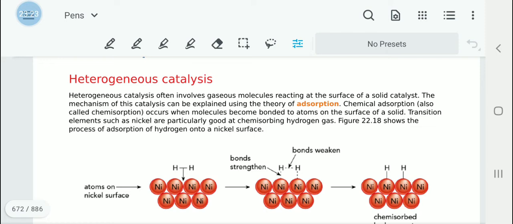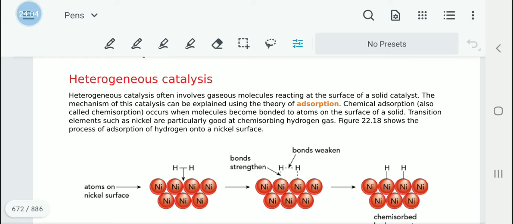We use the theory of adsorption to explain this mechanism. Chemical adsorption, also known as chemisorption, would occur when molecules become bonded to the atoms on the surface of a solid. We have discussed adsorption earlier. So transition elements such as nickel are going to be good adsorption materials or chemisorbing materials, especially for hydrogen gas.